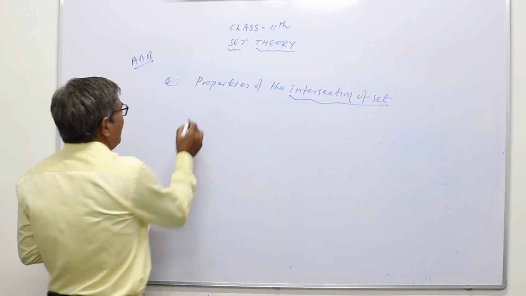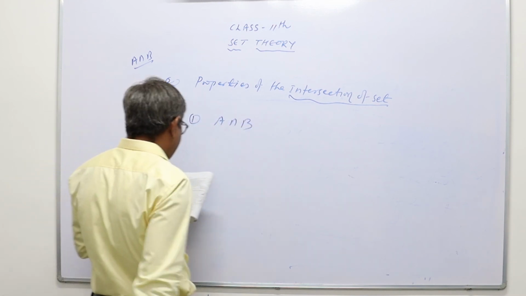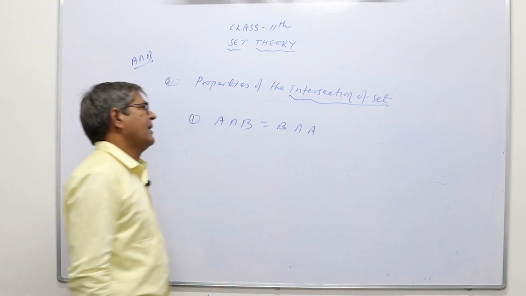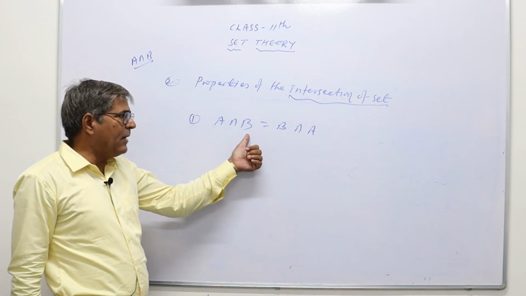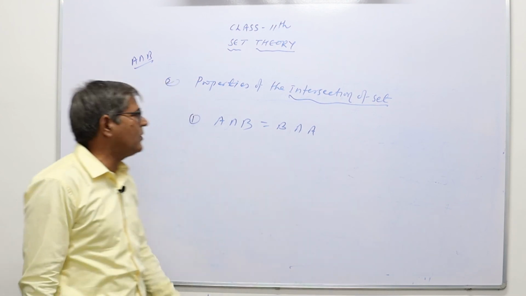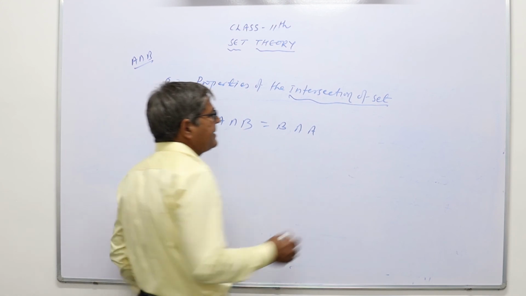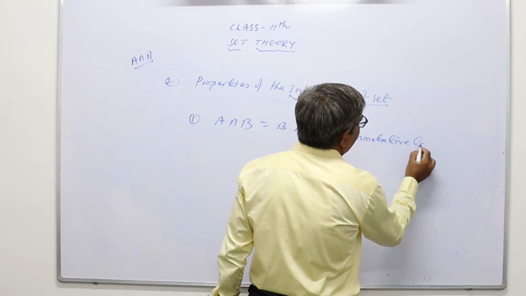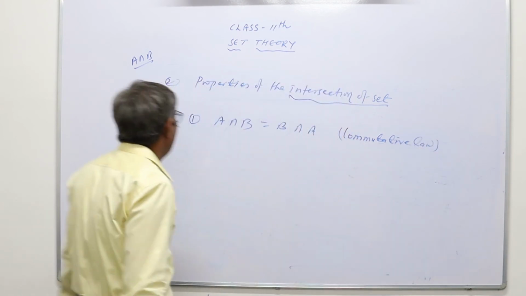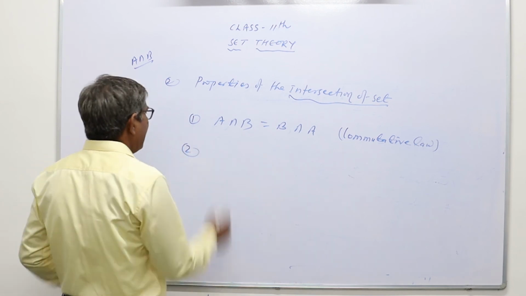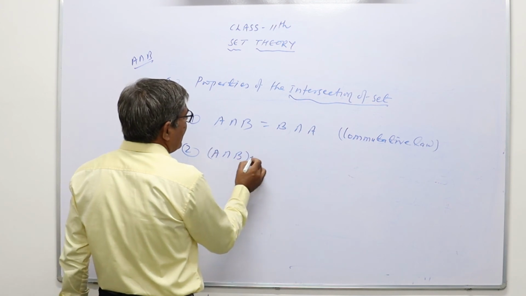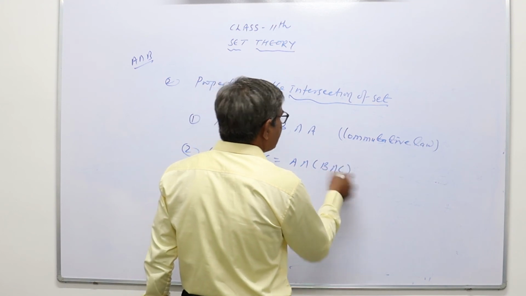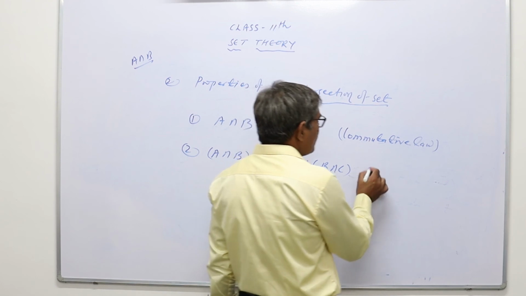First property, A intersection B is equal to B intersection A. That is, whether we find the intersection of sets A and B or of B and A, both will be equal, so this is known as the commutative law. Then second property, similarly, (A intersection B) intersection C is equal to A intersection (B intersection C). This is known as the associative law.